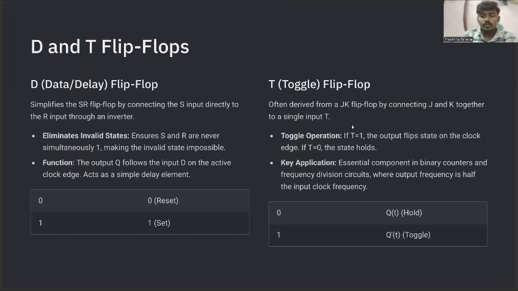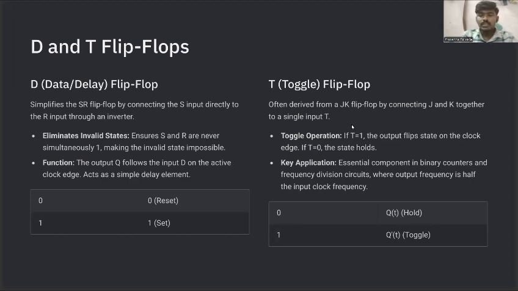It means T flip-flop simply. This is derived from JK flip-flop by connecting J and K together as a single input T. If T is equal to 1, the output flips on the clock edge. If T equal to 0, the state holds. The major key applications are binary counters and frequency division circuits, where output frequency is half the input clock frequency.